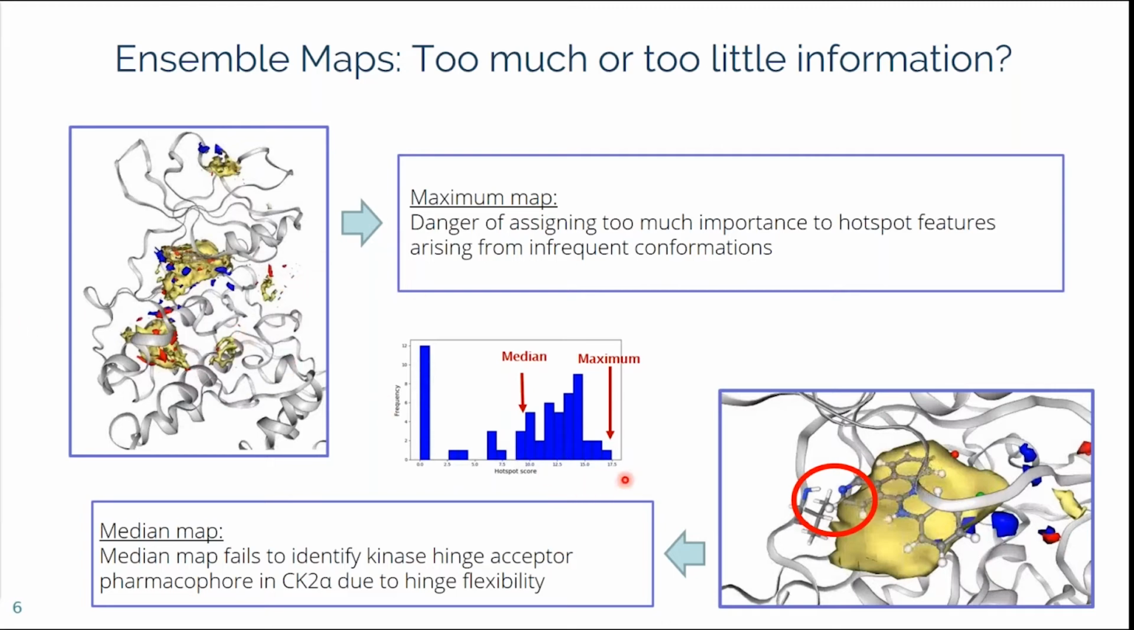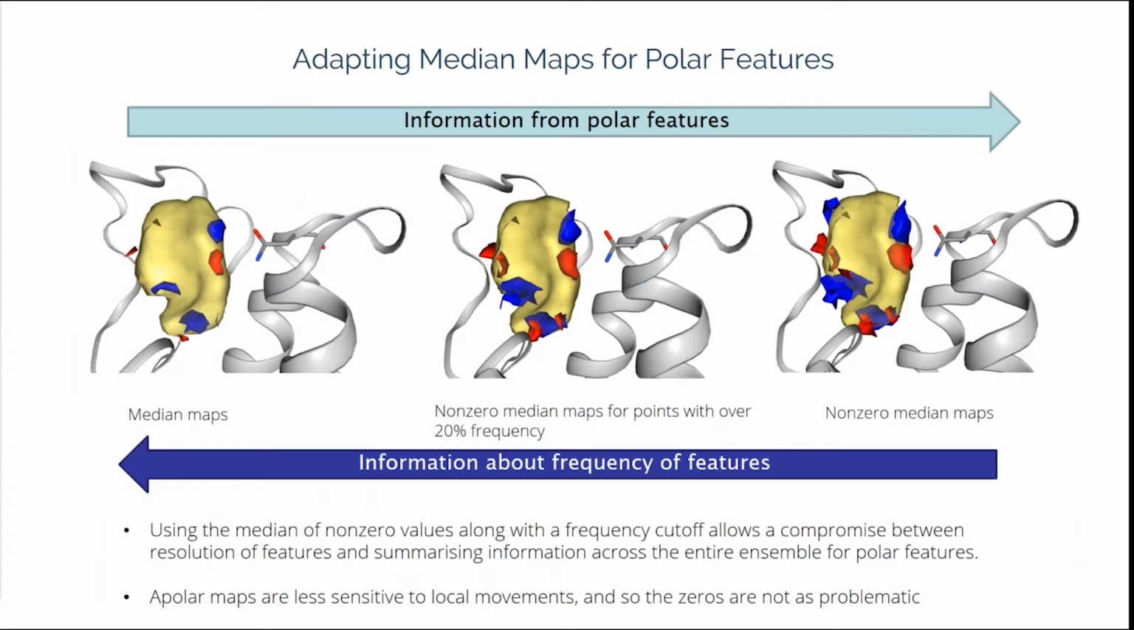And then the median maps had the converse problem where they can actually underestimate the importance of features. For example, in this case, they missed the hinge acceptor pharmacophore in a kinase structure, which again was worrying. So we needed a way to combine the maps that didn't introduce false positives downstream, yet was sufficiently sensitive to the polar features, as well as containing information from the ensemble.